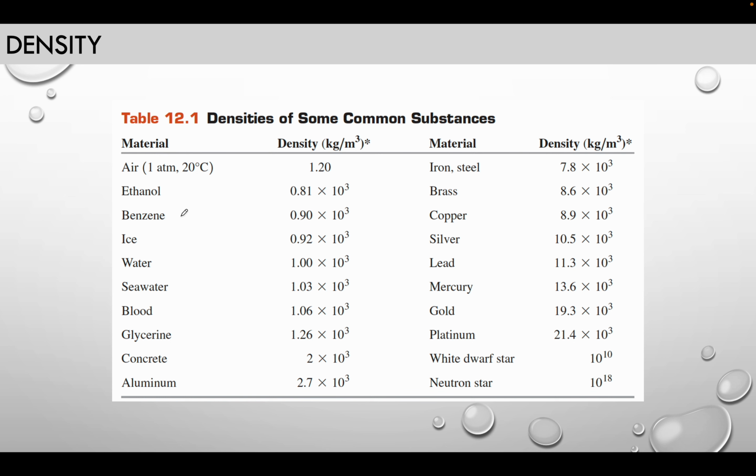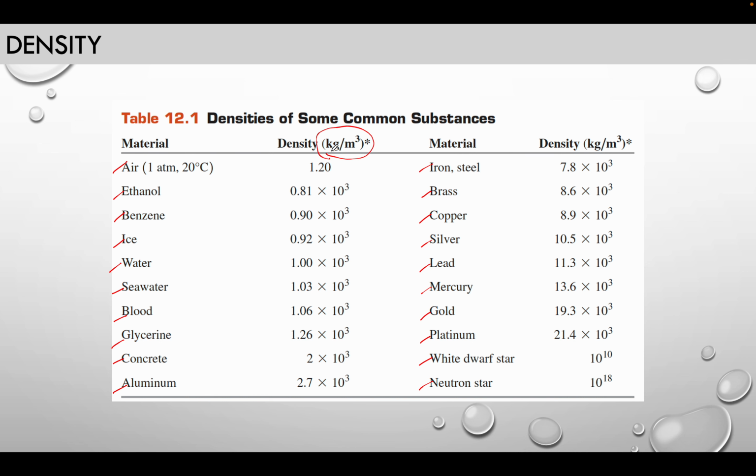Okay, so we have here in table 12.1 some examples of the densities of some common substances. We have air, ethanol, benzene, ice, water, seawater. We also have blood, glycerine, concrete, and aluminum. So these are some of the substances with their densities. We also have iron or steel, brass, copper, silver, lead, mercury, gold, platinum. We have also the white dwarf star and the neutron star. As you can see, each of these materials has a different density.